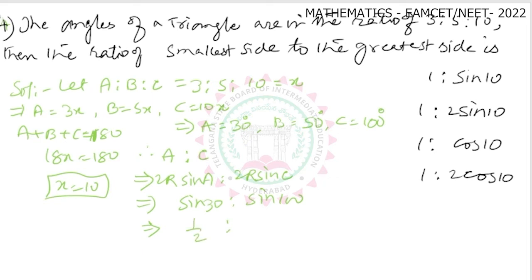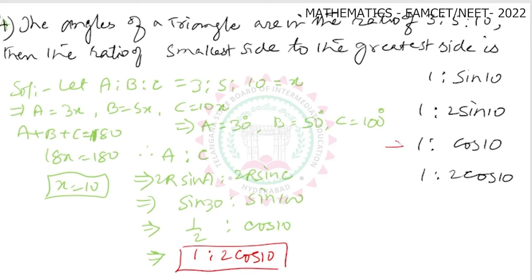But sine 100, we don't have any value for sine 100. So sine 100 can be written as sine 90 plus 10. Sine 90 plus 10 is equal to cos 10. So this implies 1 is to 2 cos 10. Is it clear? So I am getting the answer as 1 is to 2 cos 10, which is my third option. Is it clear?